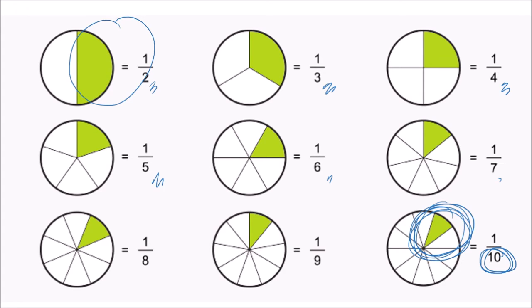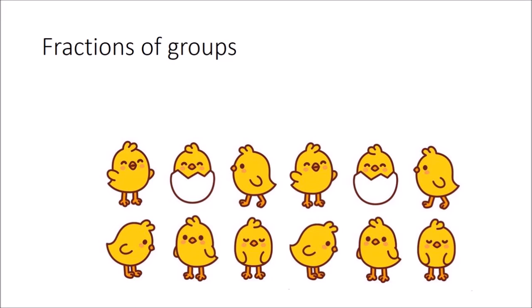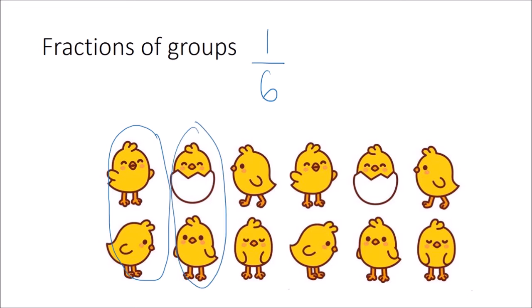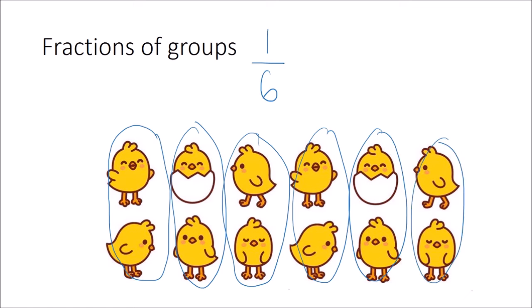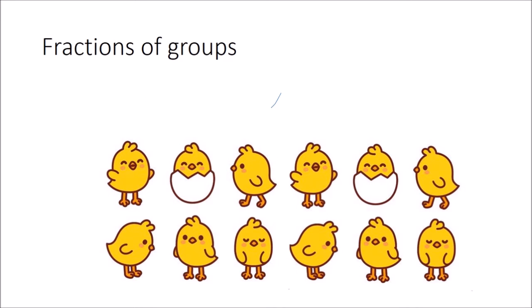But fractions are not just used for wholes, we can use fractions for groups. For example, if I had 12 little chickens and I wanted to take, let's say 1/6, then I would have to divide it into 6 equal groups. So 1, 2, 3, 4, 5, 6. So one of these is 1/6. I could also do 1/4, for example. If I wanted to do 1/4, then I would have to divide this into 4 equal groups.